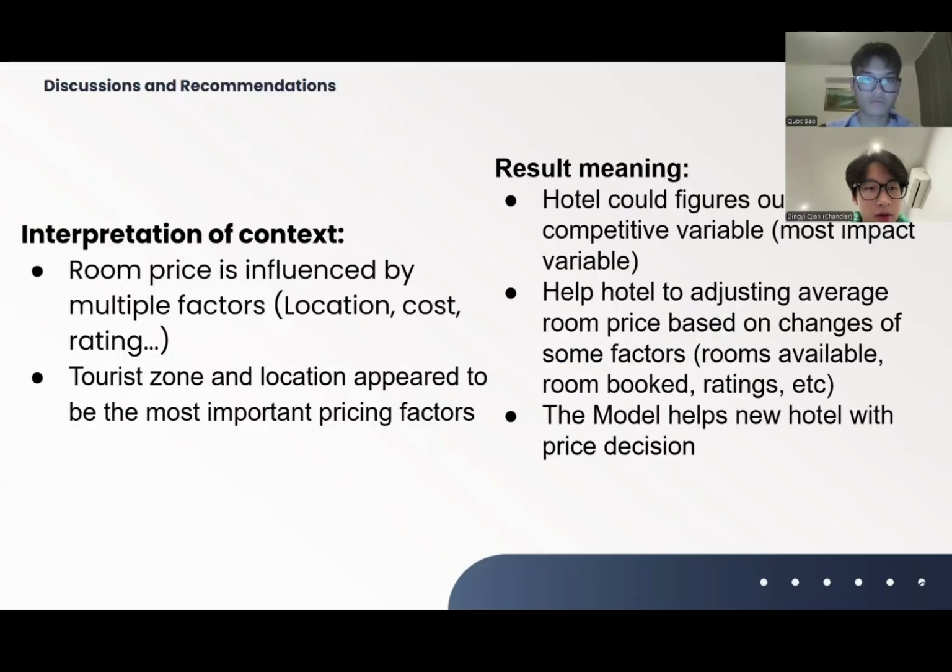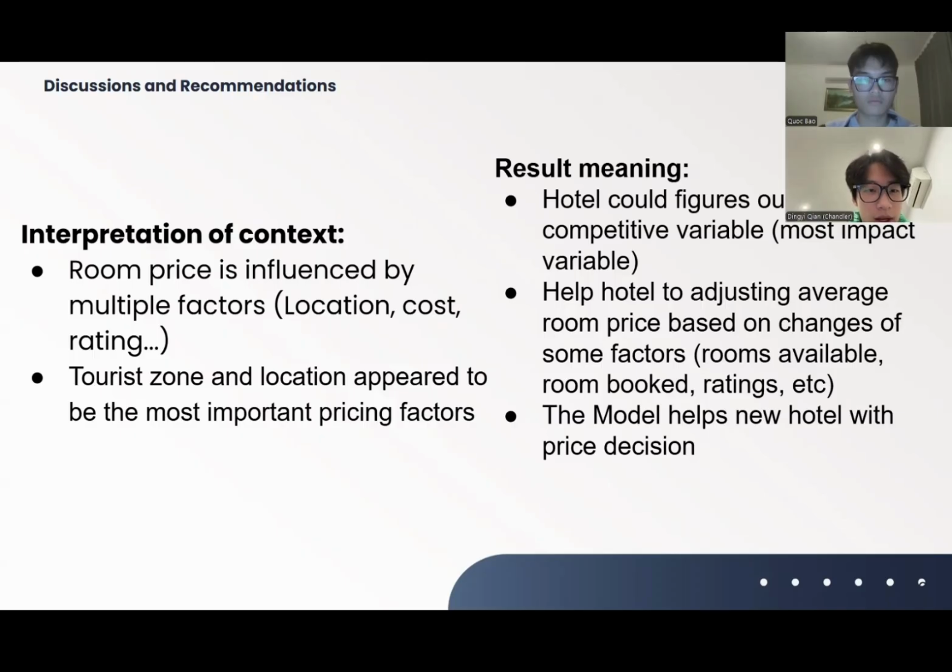Okay, let's talk about the discussion part. Our group's main interpretation is that the average room price is not determined by one single factor, and based on our strongest model, which explains around 77% of the variation in average room price, we found that the room price was influenced by a combination of locations, operating cost, customer ratings, and among other factors, the hotel demand and its location seems to be especially important.